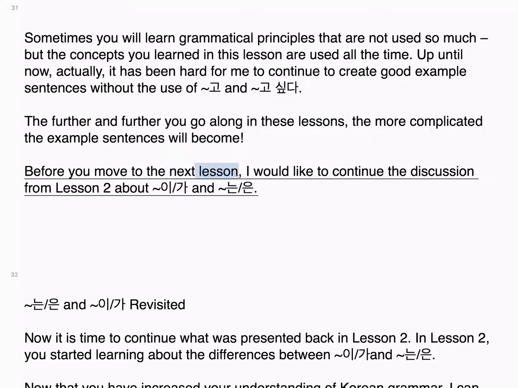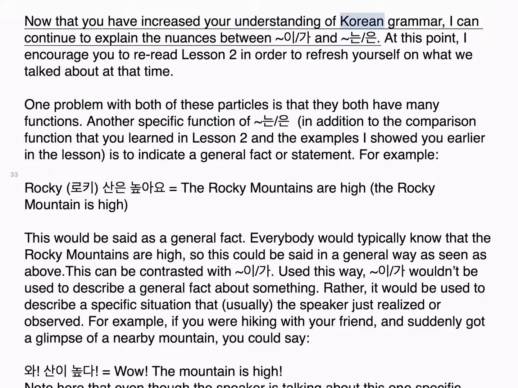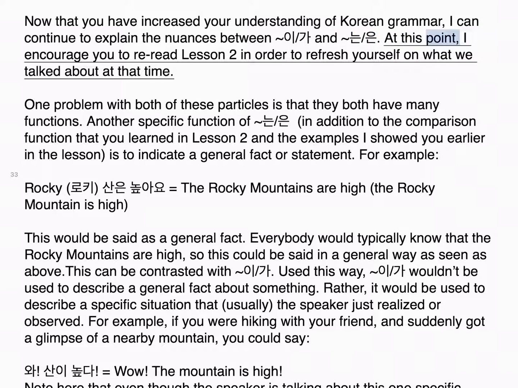Before you move to the next lesson, I would like to continue the discussion from lesson 2 about 이/가 and 은/는. Revisit it. Now it is time to continue what was presented back in lesson 2. In lesson 2, you started learning about the differences between 이/가 and 은/는. Now that you have increased your understanding of Korean grammar, I can continue to explain the nuances between 이/가 and 은/는. At this point, I encourage you to reread lesson 2 in order to refresh yourself on what we talked about at that time.